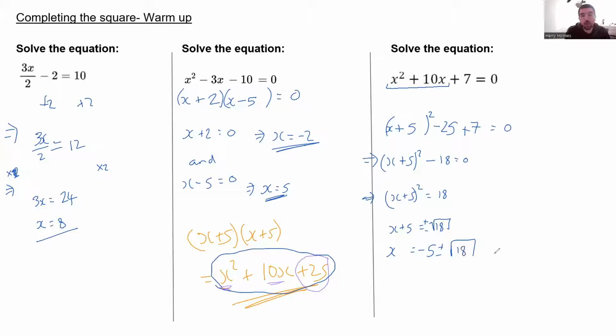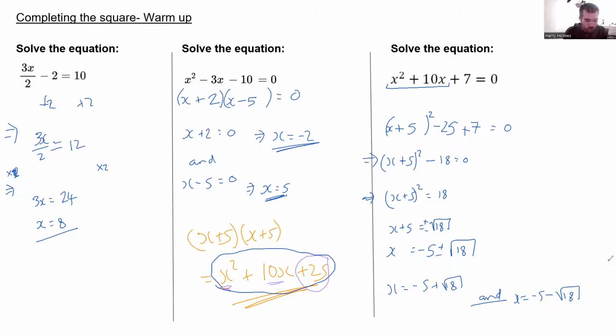And from there, our two solutions are x equals minus 5 plus root 18 and x equals minus 5 take the square root of 18. And this is now finished. Okay, job done. If you solved it using the quadratic formula, bear with me.